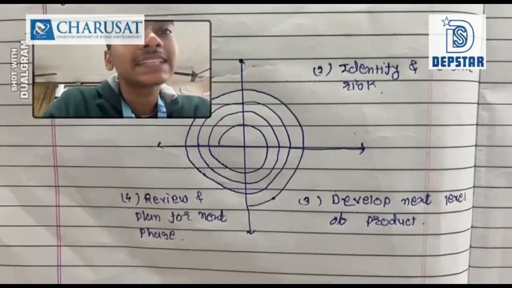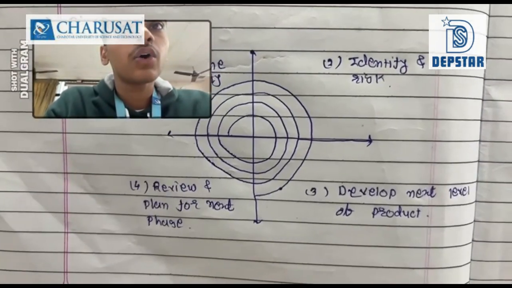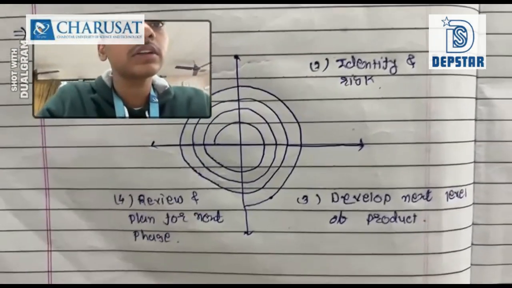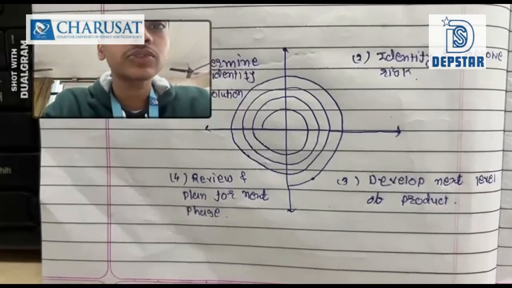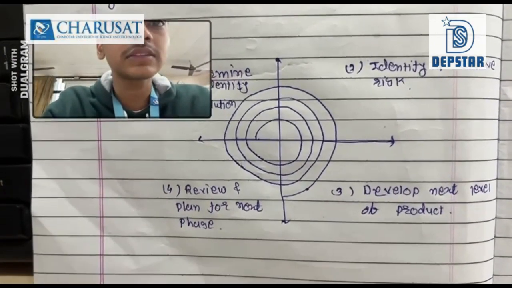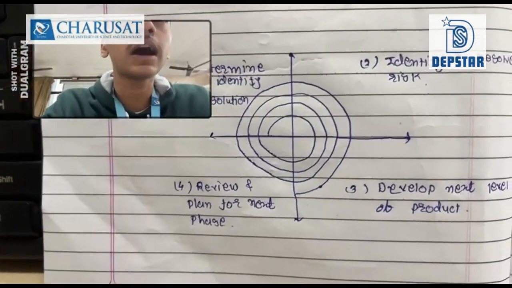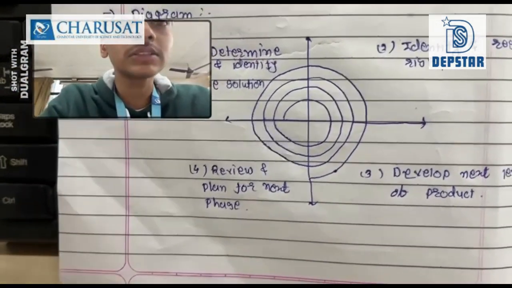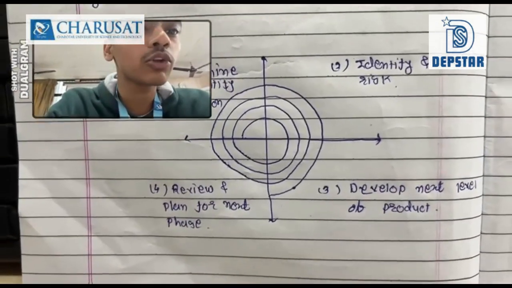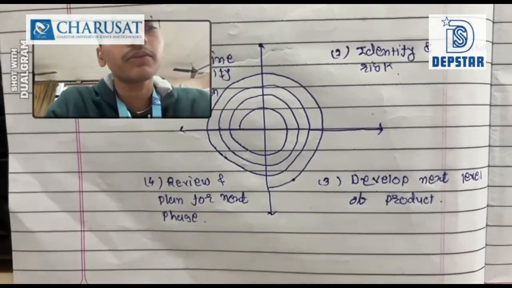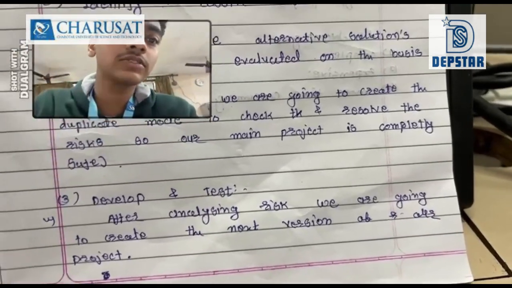In the second part, we identify and resolve the risks of our customers' requirements. In this step we make a duplicate of our software project, so we can solve the risks of our possible solutions, and our project is harmless. The third step is develop the next level of the product. In this step we create the next version of our project.